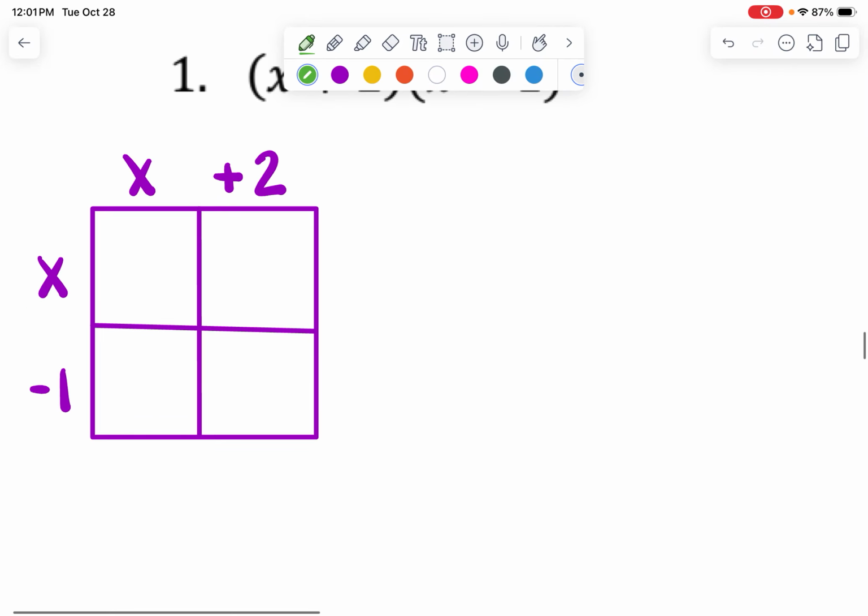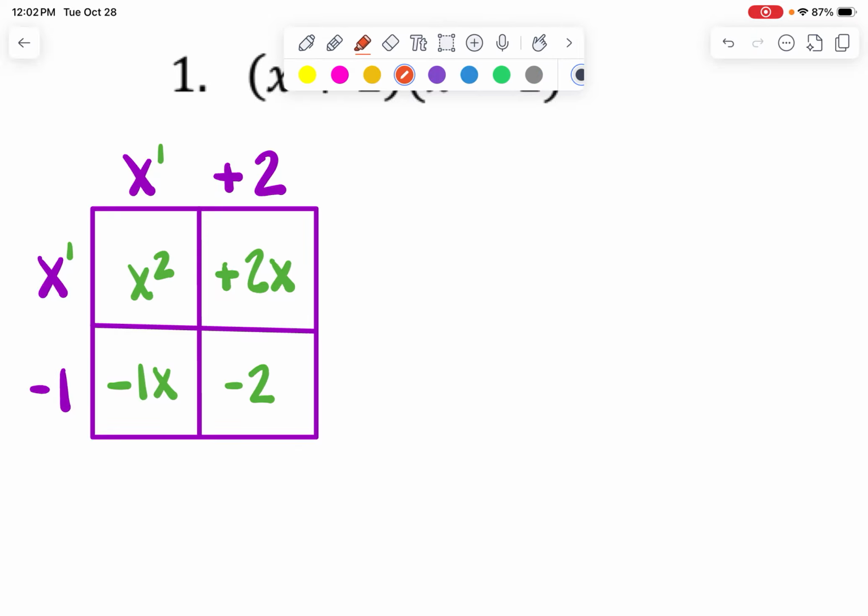Now we just need to multiply. x times x, x squared, right? When you multiply, you add the exponents. Please remember there are little understood ones right there. Upper right box, positive 2 times x, positive 2x. Lower left box, negative 1 times x, so negative 1x. And then lower right box, negative 1 times positive 2, negative 2.